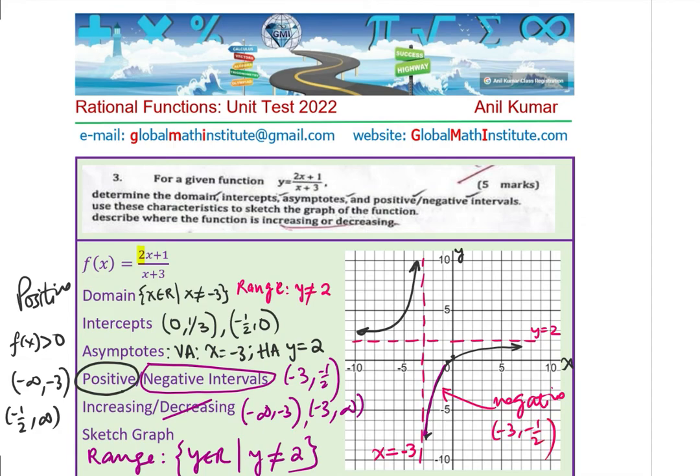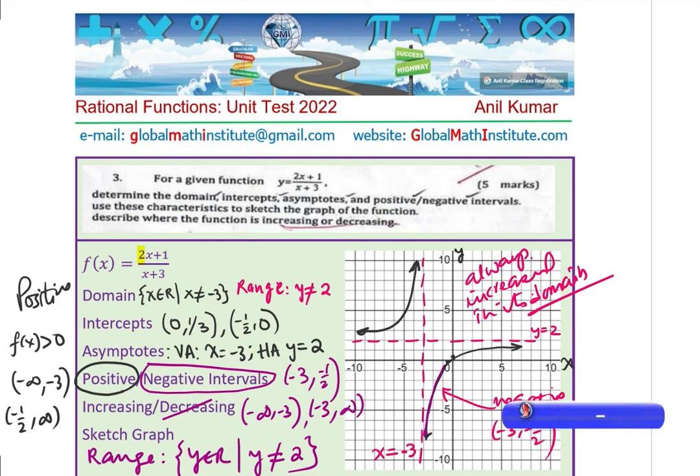And you see, it is always increasing in its domain, right? Domain does not include minus 3. So within the domain. And therefore, it's important to write increasing intervals split as shown here. Does make sense to you? That is how we have to describe and sketch the given function if it comes in a test paper. I hope all these steps are absolutely clear.